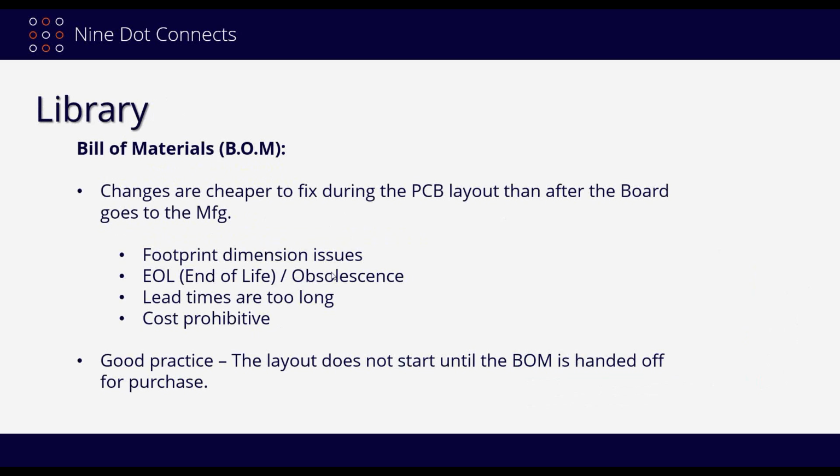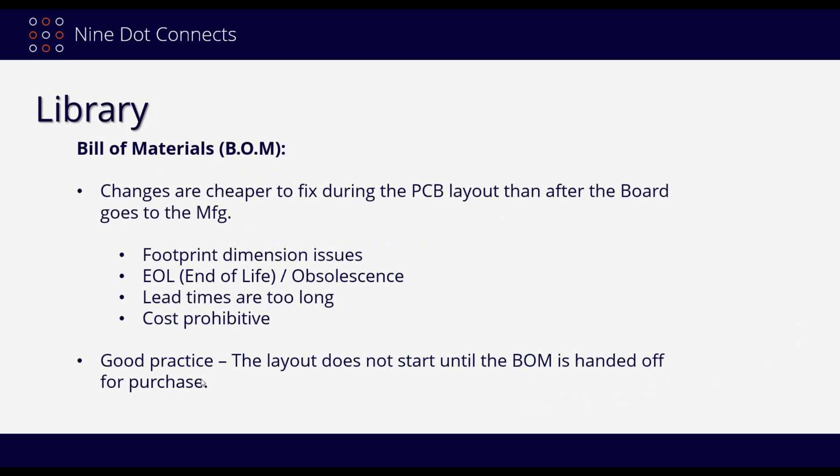You could have picked a part that will work for your board now, but it's not going to work for you 3 months from now because it's going obsolete. Lead times are too long. I need it in 3 days. It's going to take 3 months. Cost prohibitive. You picked the wrong part. Yeah, you're building a Happy Meal toy, and you put a $3,000 resistor in it because you didn't realize it was rad hard and hermetically sealed.